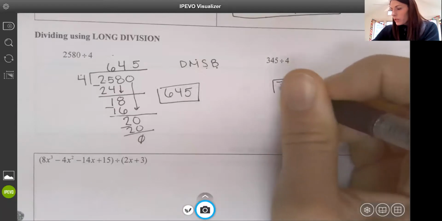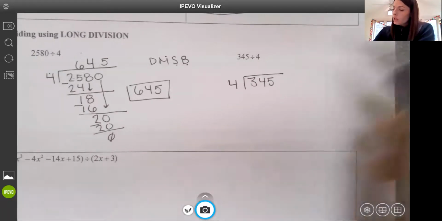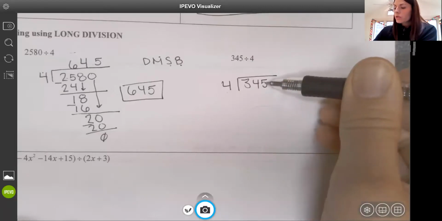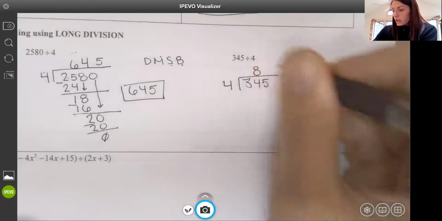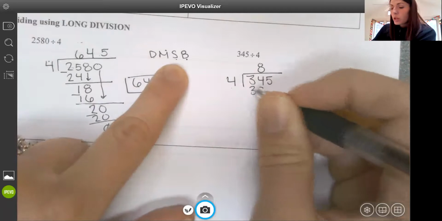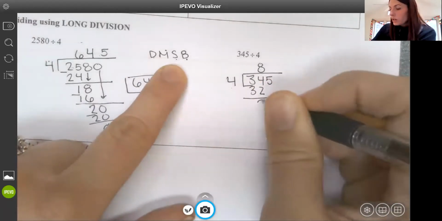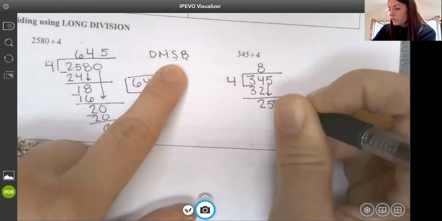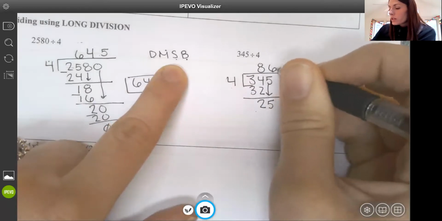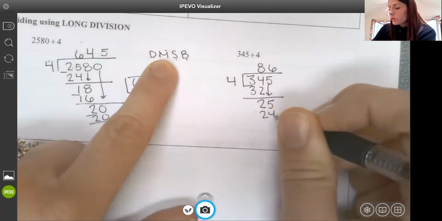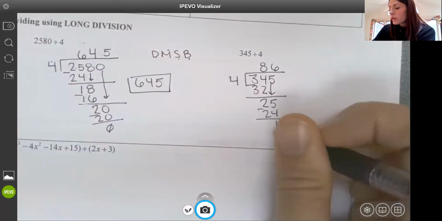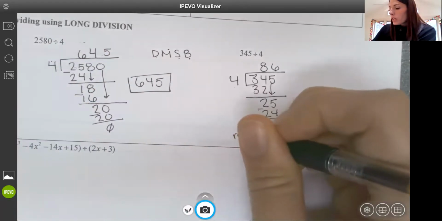So 345 divided by 4. 4 goes into 34 8 times. Okay, that's the divide piece. Multiply 8 and 4 gives me 32. Subtract that gives me 2. Bring down. 4 goes into 25 6 times. 6 times 4 is 24. Subtract that is 1. I have nothing else to bring down. This is what we call a remainder.